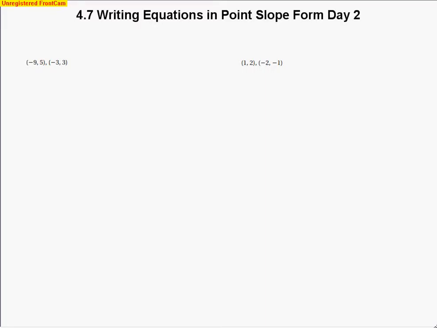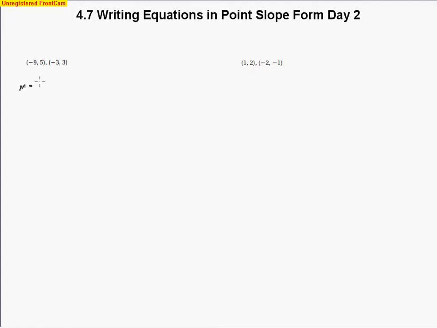This is the tutorial for Chapter 4, Section 7, titled Writing Equations in Point-Slope Form, Day number 2. So let's take a look at our first problem here. Here we're given just 2 points, and so what we end up having to do is find the slope of the line to start with. So the slope of the line is set up this way.